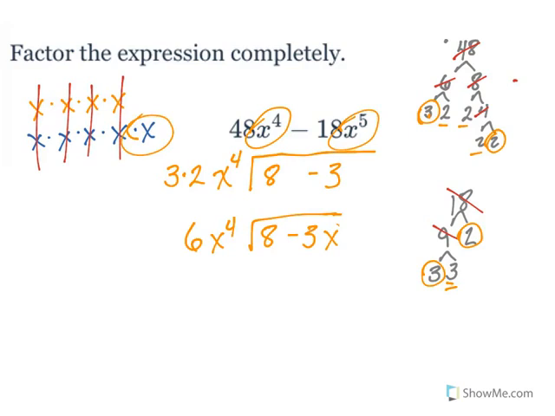So that is me using the factoring tree to find a GCF. The GCF is 6x to the 4th power. If the question says, what is the GCF? That's the answer. If the question says factor the GCF, that's what we do.